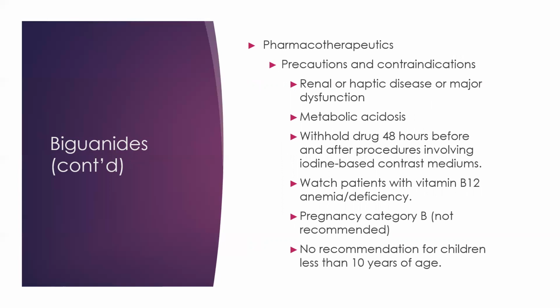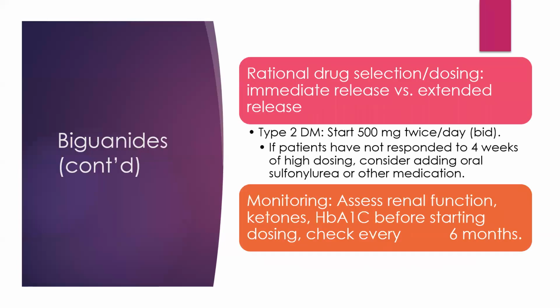It has a black box warning for an increased risk of lactic acidosis in patients of advanced age and those with renal impairment. Do not use in patients with hepatic impairment, a GFR of less than 30 milliliters per minute, or acute or chronic metabolic acidosis. Withhold administration in patients with conditions associated with hypoxemia, sepsis, or dehydration, or who have a history of liver disease, alcoholism, or heart failure. However, that could change. Studies are showing that it could be used with heart failure.